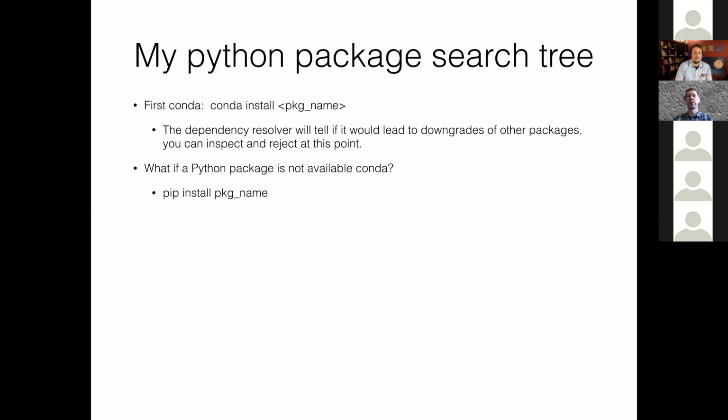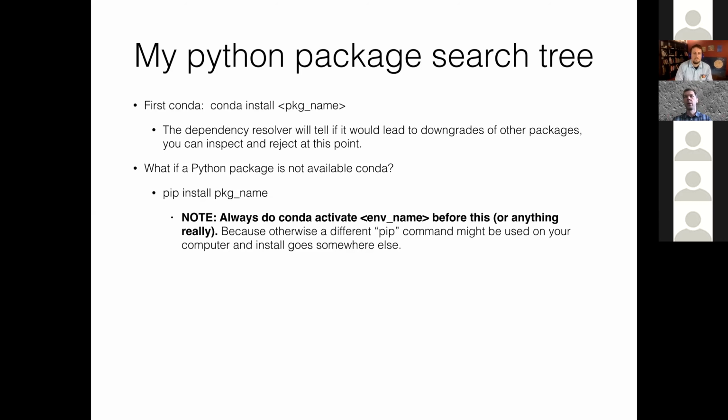So pip install package name, but what's important, do the conda activate environment name before this or anything really, because it always helps to be clear in which conda environment you work, because this pip command, as I said before, relates to your currently active Python install. Only then you can be sure that it will be added to the other matching packages that you need to collaborate with this package that you install.